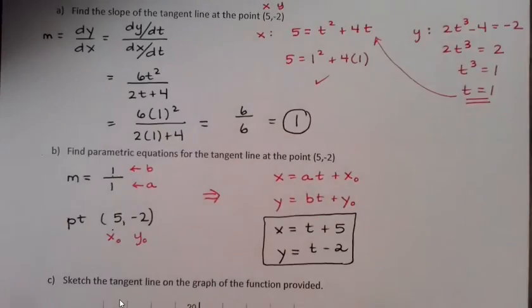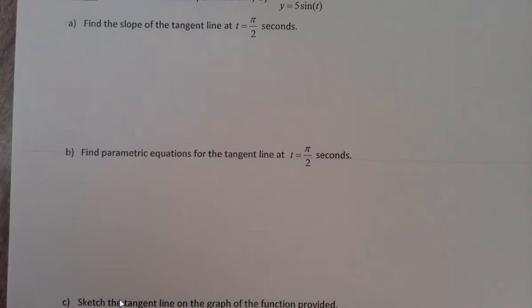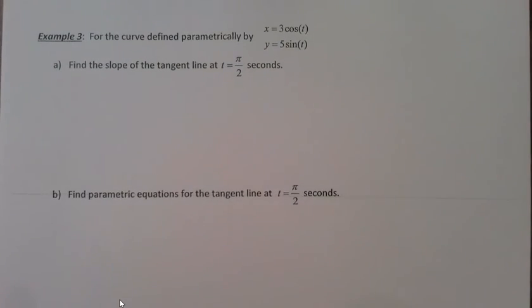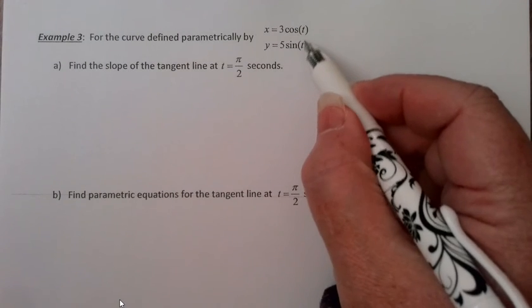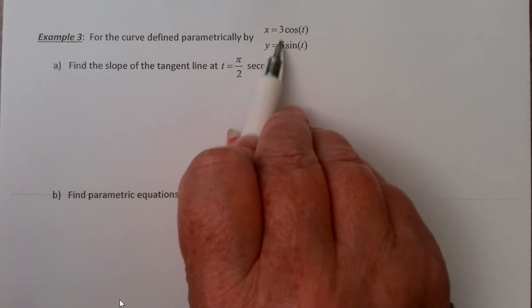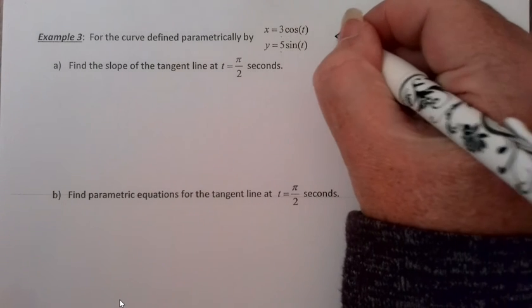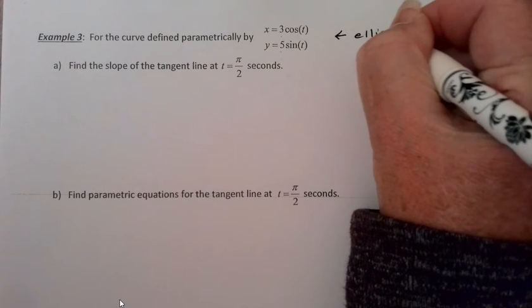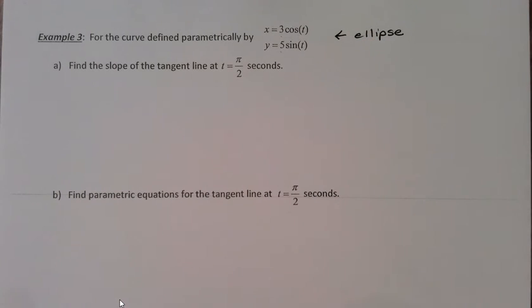All right, one more tangent line problem. This time, my curve again is defined parametrically as x equals 3 cosine t, y equals 5 sine t. Notice with the cosine and the sine, I don't have the same multiplier, so this is going to be an ellipse. I would like to find the slope of the tangent line at t equal pi over 2 seconds.